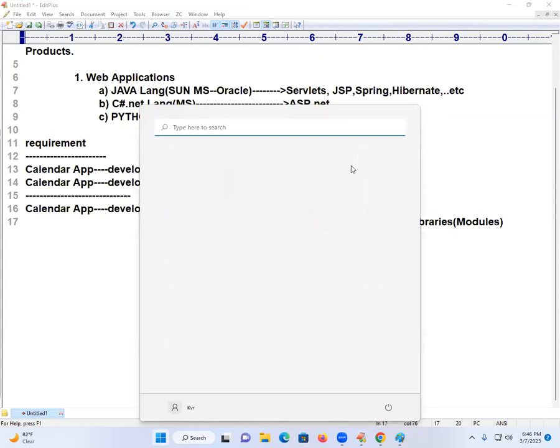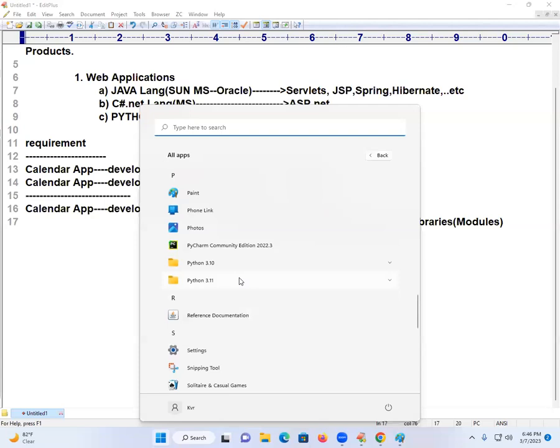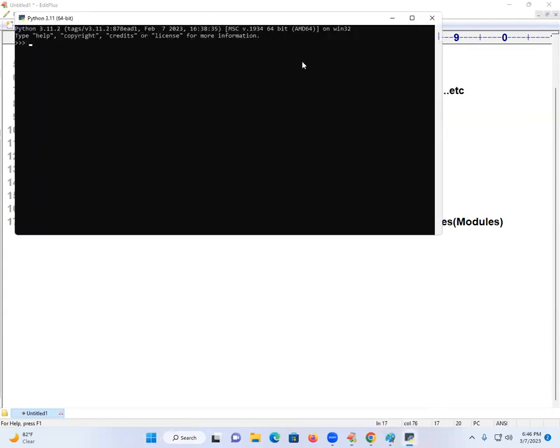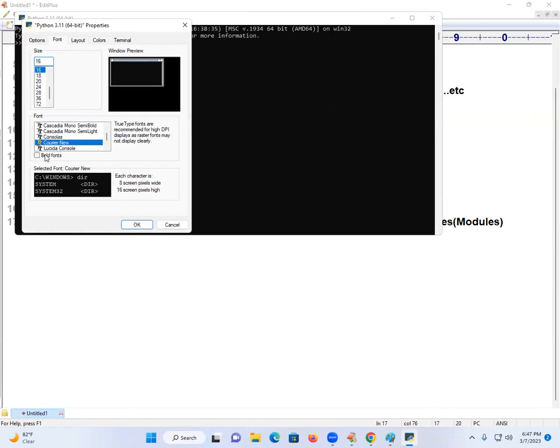Go to all apps. Python software is there with me. I will show the Python software tomorrow, how to download and install it from the 0 level. I will start explaining the version content from tomorrow. Today I'm showing the overall view of why Python. This is Python 3.11. I'm going to the Python environment now.